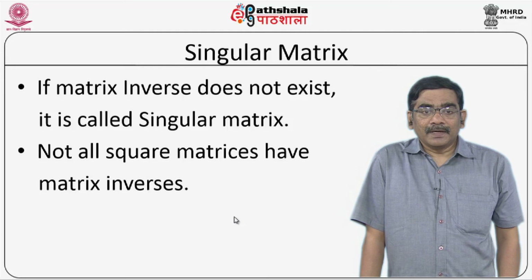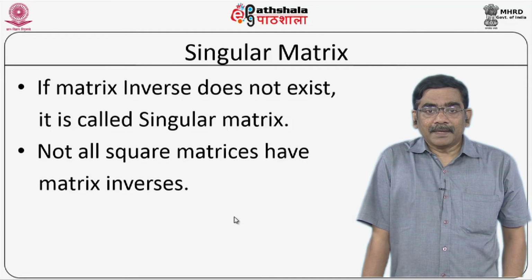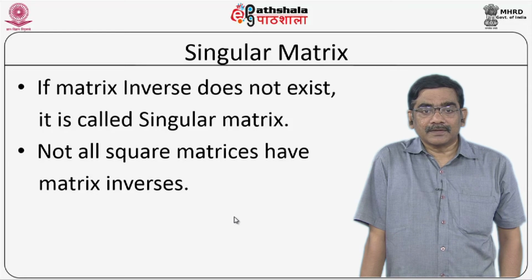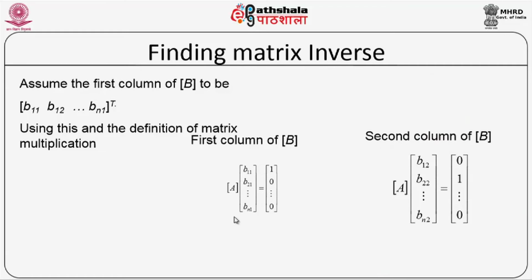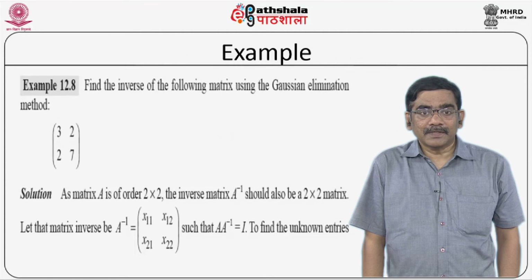Inverses exist only for non-singular matrices. So, if the inverse does not exist, it is called a singular matrix, and matrix inverses are possible for non-singular matrices, and not all square matrices have matrix inverses. So, now the logic is very simple. I have the first column of B as 1 0 0, second column as 0 1 up to 0. These are the various columns of the identity matrix, and I can use the Gaussian elimination to find the unknowns, and I can substitute that to get the inverse matrix.